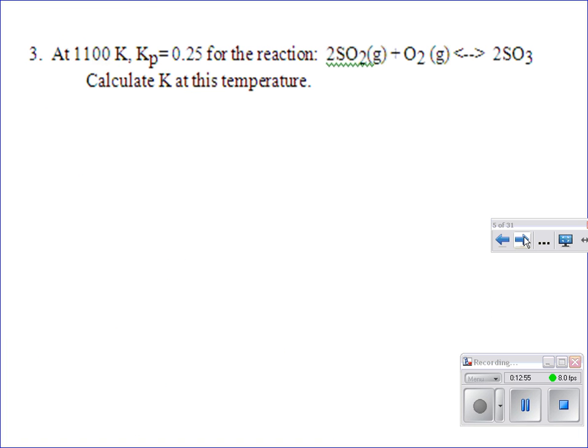So let's apply it. You'll see it's not that bad. It says at 1100 K, Kp equals 0.25 for the reaction, and the sulfur trioxide is a gas. Calculate Kc at this temperature.